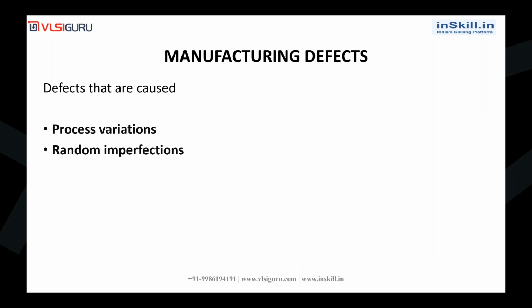And then random imperfections. Random imperfections means unintentional shorts and unintentional opens. So that is what is called random imperfections. Manufacturing defects are the defects that are caused due to process variations and random imperfections.